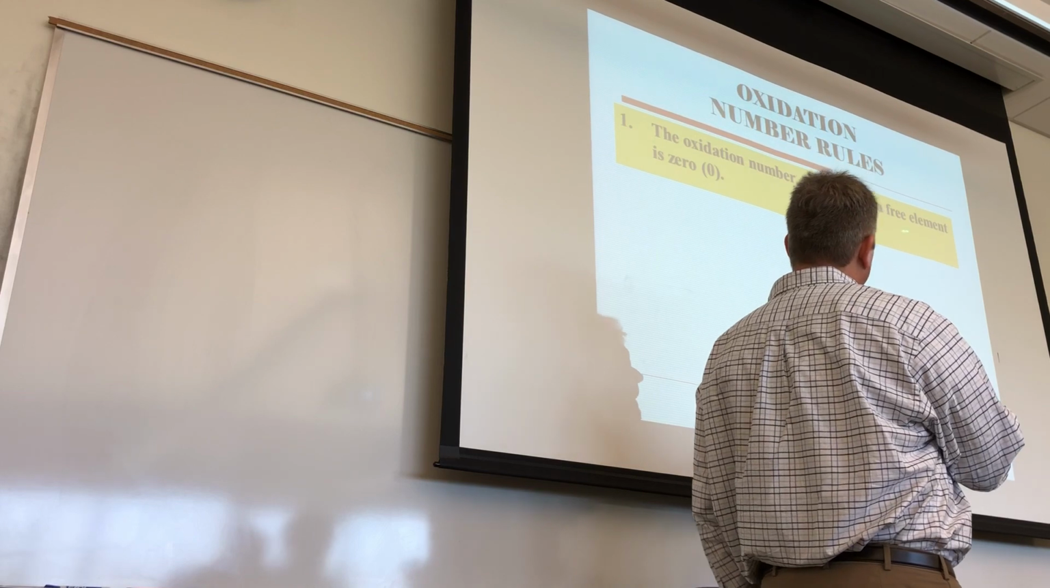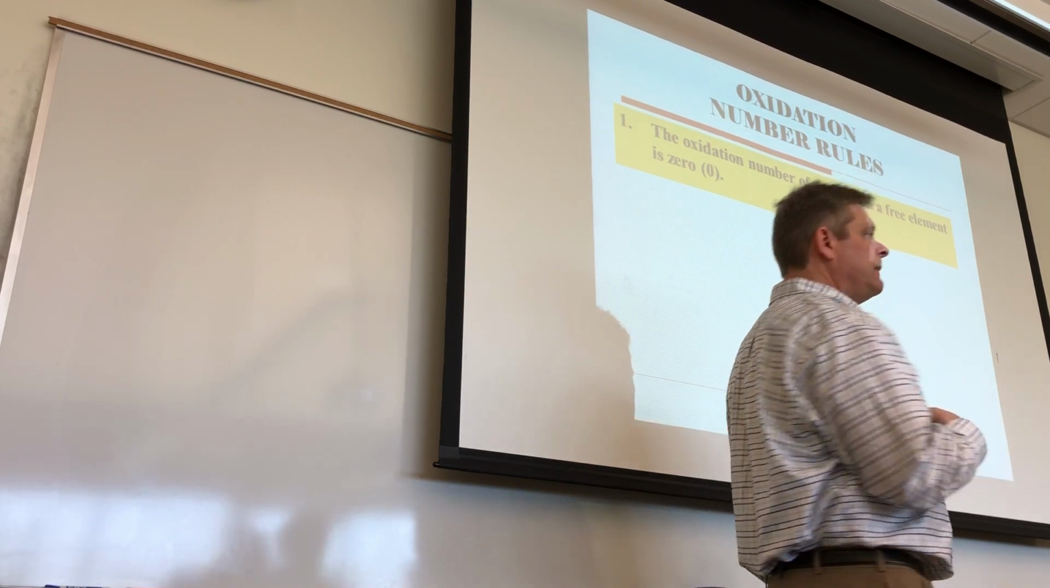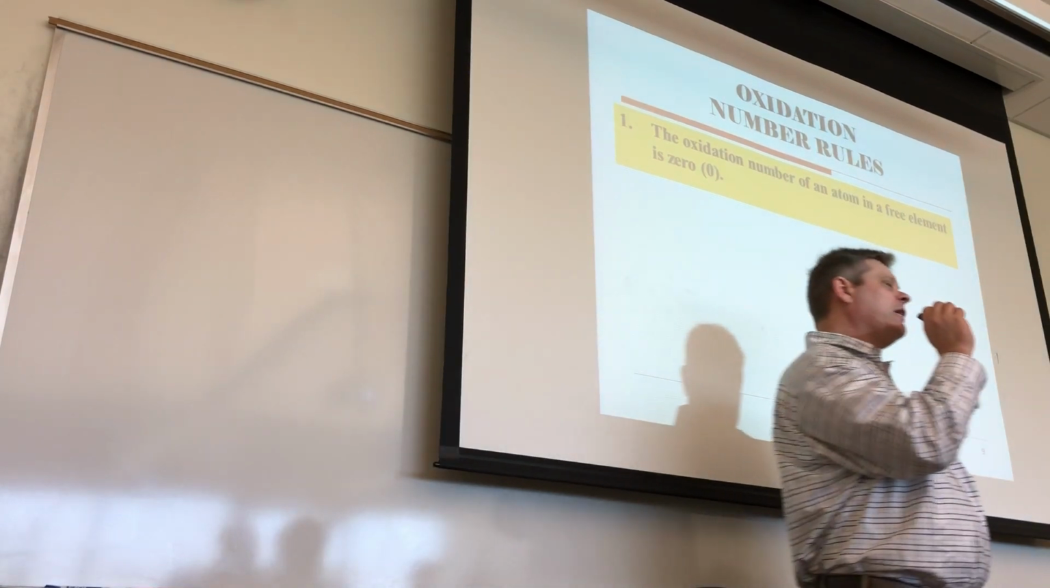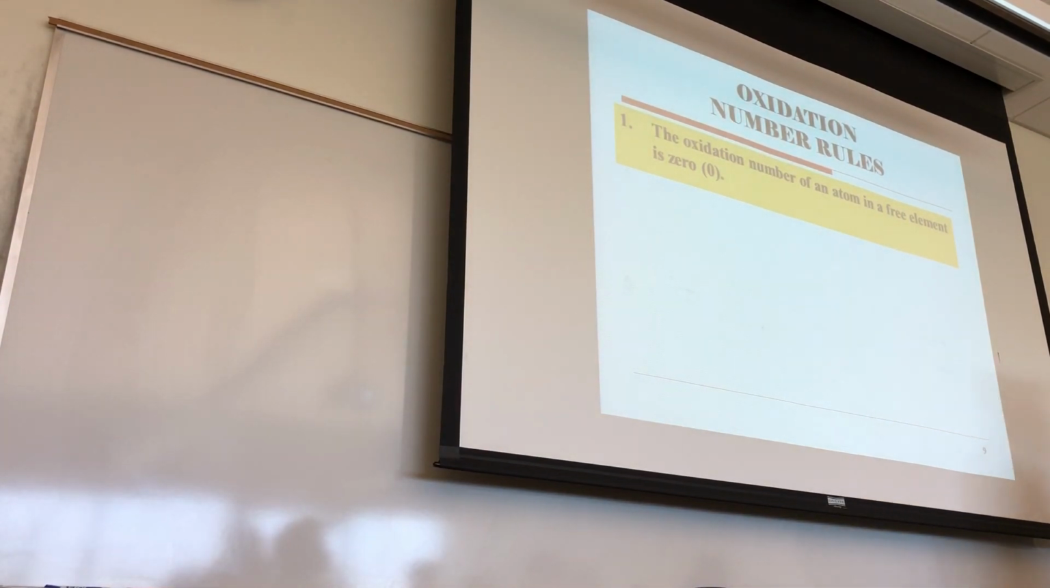The oxidation number of an atom in a free element is 0. Anything in its elemental state is 0. Okay. That's the charge. So if I have, in its elemental state, we do know some diatomics, like N2, O2, F2, what would each one of those be in its elemental state? 0.